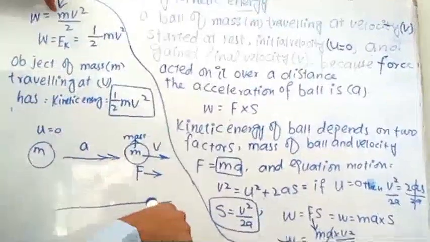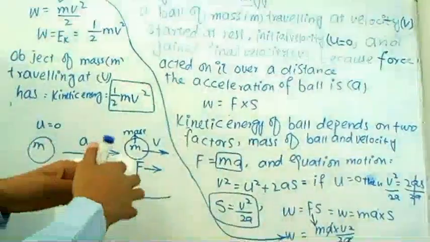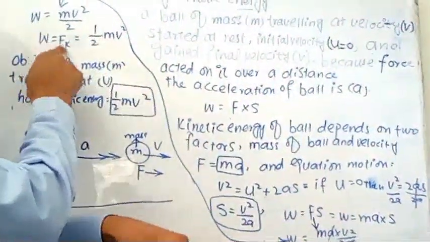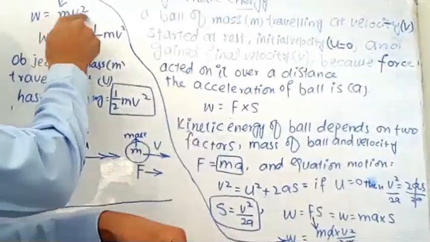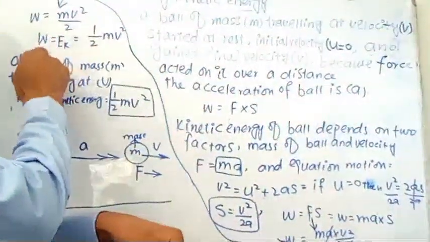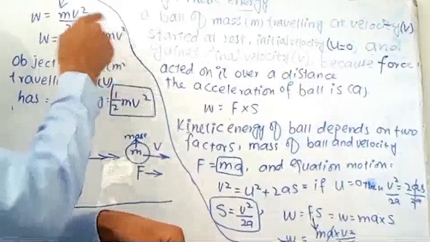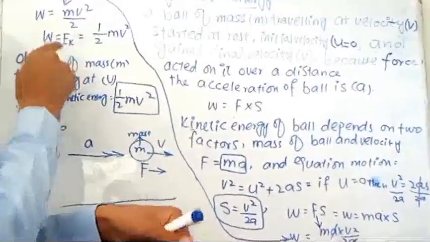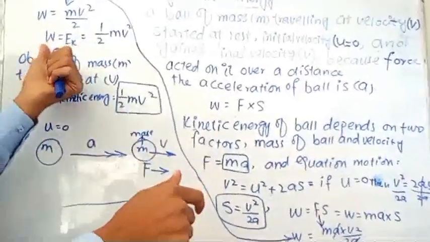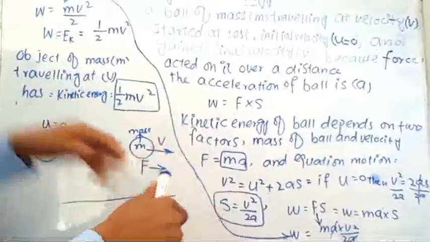We can write this equation in this form or in this form. Both are correct. Kinetic energy is equal to work, and work is equal to mv square divided by 2, or work equal to kinetic energy equal to 1 over 2 mv square. Why? Because work is equal to energy. When the work is done, energy will be present.